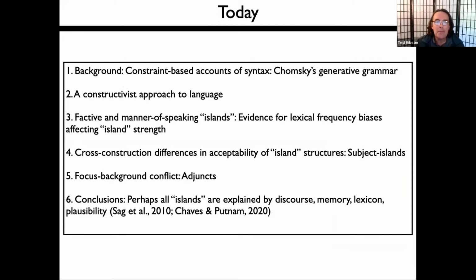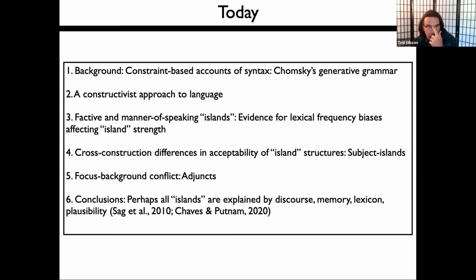But briefly, I'm going to be describing the constraint-based approach to syntax, which has made island structures central to their program, the Chomskyan program, because of the need to have them as an innate part of universal grammar. Then I'm going to present a rough alternative without these high-level constraints. And this alternative is arguably learnable.